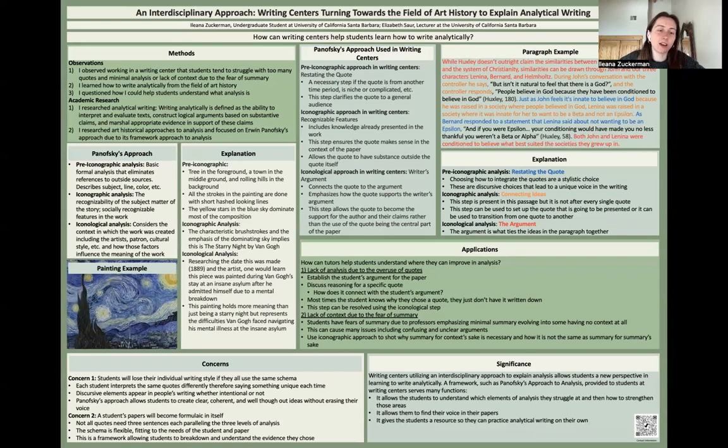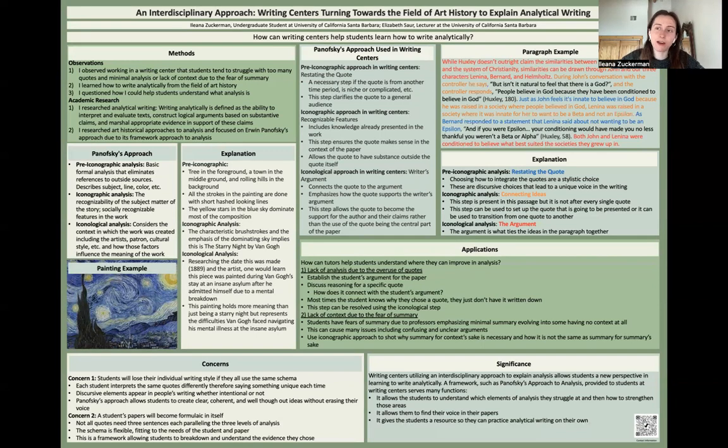Iconographic analysis is using the information that you see and basing it in the context that you live in. So I know that this is Vincent van Gogh's Starry Night because it's a very famous painting in today's day and age.